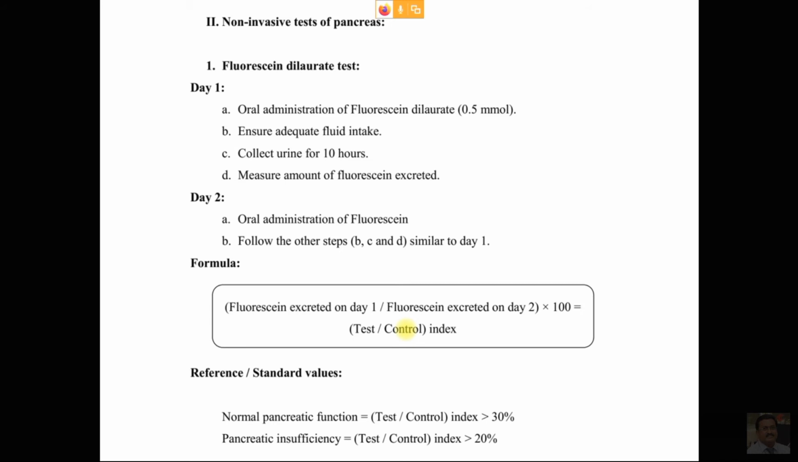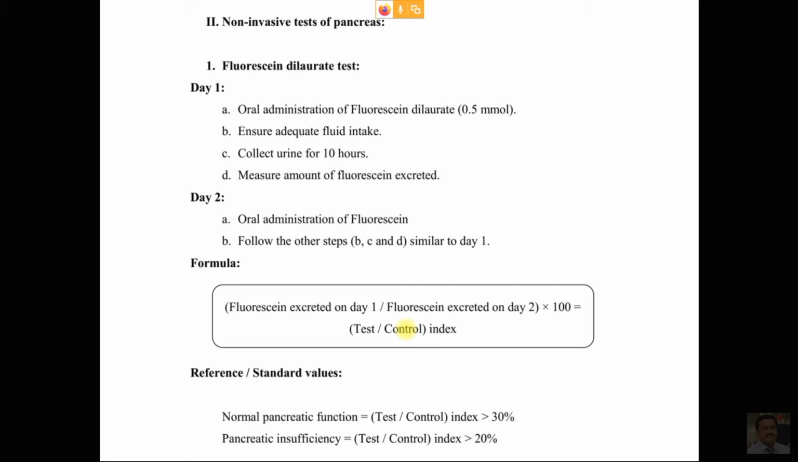On day 2, the second day, we have to tell the patient to come to the hospital or diagnostic lab, and they have to bring their cans if they collected the urine at home. Next, on the second day, is the oral administration of the fluorescein molecule. So we have to administer the fluorescein as such. The first day we administered orally the fluorescein dilaurate; now we are administering the fluorescein substance.